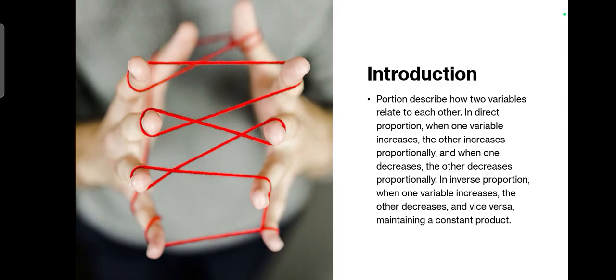In the introduction, a quotient describes how two variables relate to each other. In direct proportion, when one variable increases, the other increases proportionally, and when one decreases, the other decreases proportionally. In inverse proportion, when one variable increases, the other decreases and vice versa, maintaining a constant product. Now, today let's see what inverse and direct proportion are in detail.